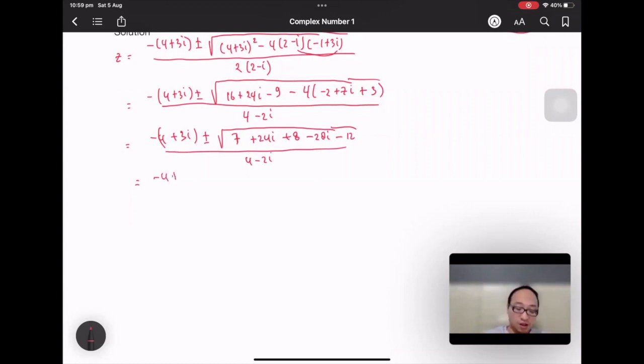So negative 4 plus 3i plus minus square root of 7 plus 8, 15, 15 minus 12 is 3, plus or minus 4i, over 4 minus 2i.